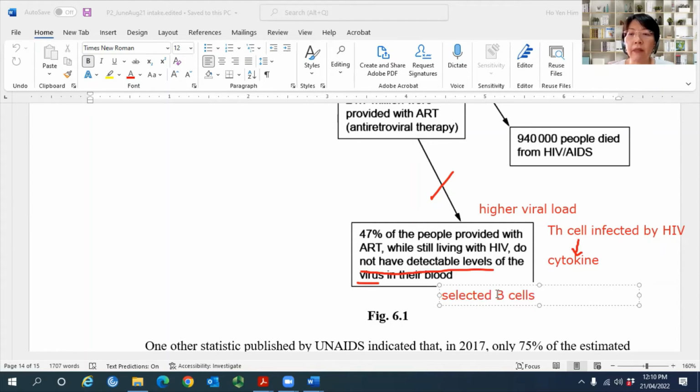Now, other than selected B cells, there are two more types of cells that can be stimulated by cytokine from the T helper cell in the immune system. What are the two types? Oh, thank you, Chloe. So what are the two other types? Philbert?